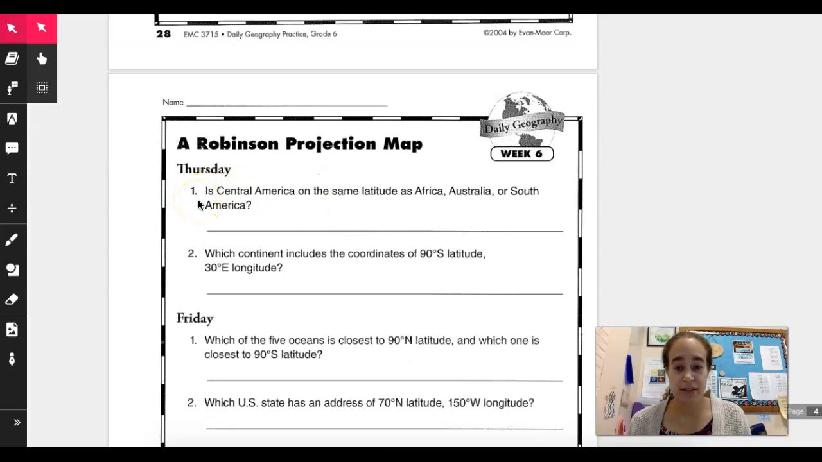Thursday's questions. This one, Thursday 1, I'm going to tell you two things about it. First, I'll mark where Central America is on the map in case you need it. And then it's the same latitude as Africa, Australia, or South America. You have to pick one of those three. It's not a yes or no question, and it's not multiple of these answers. It's not something else, right? Your answer here is going to be either Africa, Australia, or South America.